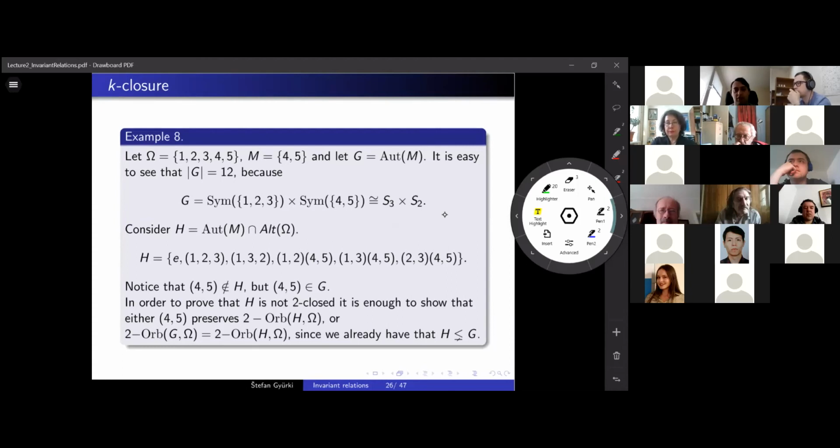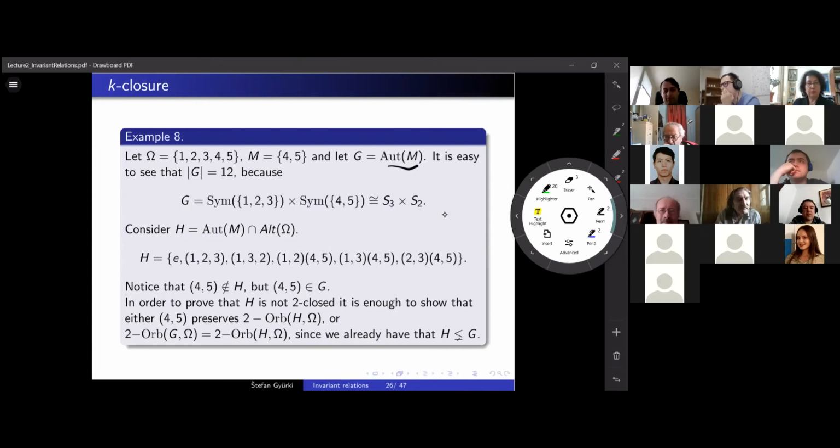Now, we have seen a group which is two-closed. Now, maybe it will be interesting to see a group which is not two-closed. Consider a ground set with 5 elements, and consider the subset {4, 5} and its full group of automorphisms. That means that you can interchange 4 and 5 because you are now taking care of the set {4, 5}, and you can do anything with the elements 1, 2, 3. So clearly this automorphism group of this set can be obtained as a direct product of the symmetric group on the elements 1, 2, 3 with the symmetric group on 4 and 5. This means that this automorphism group of that set M is isomorphic to S3 times S2.